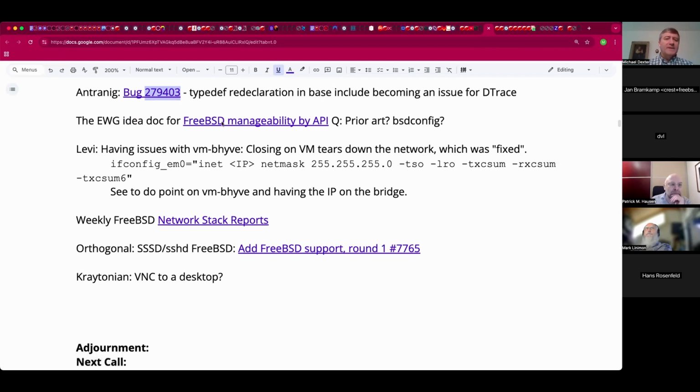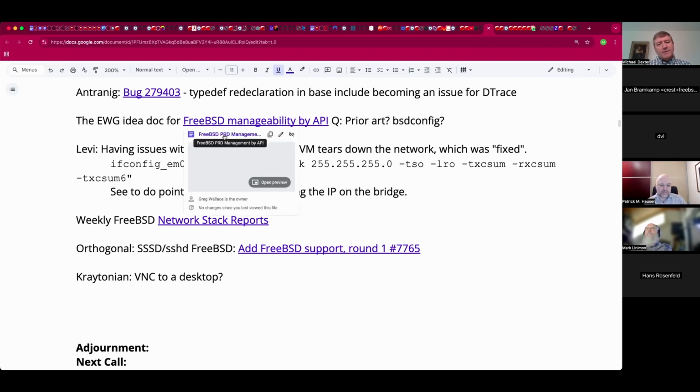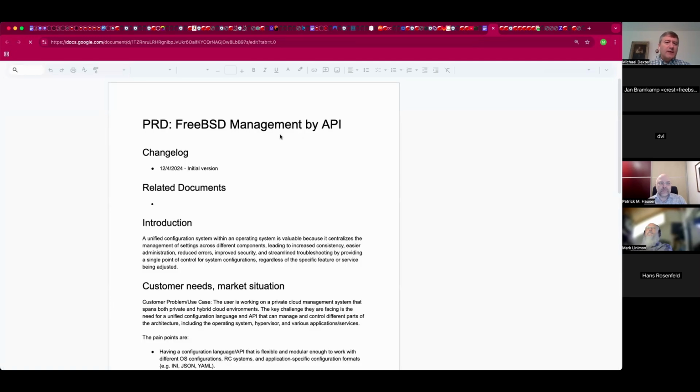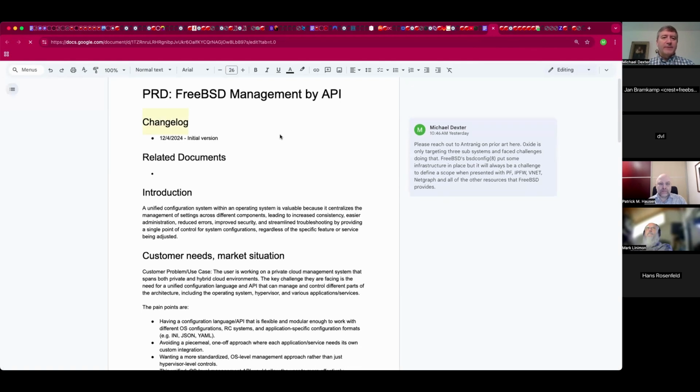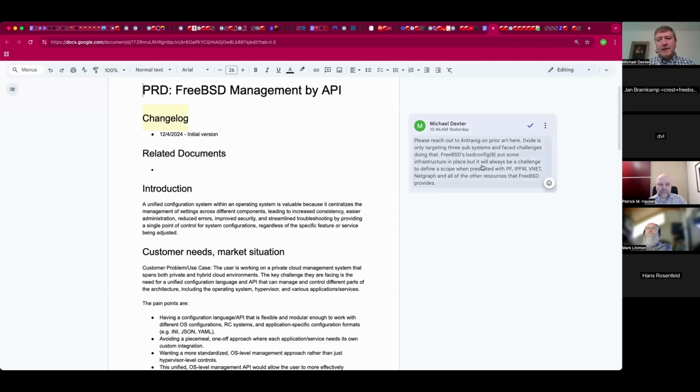Moving on. Yesterday, or two days ago, there was an enterprise working group call, I guess yesterday, and that networking topic came up. Antreneg was present, and they brought up this notion of the FreeBSD manageability API. They gave examples like, oh wow, Oxide has bhyve live migration in their very tight, closed environment, and they also have management of three different subsystems. So Antreneg and I chatted, and I made this polite request.